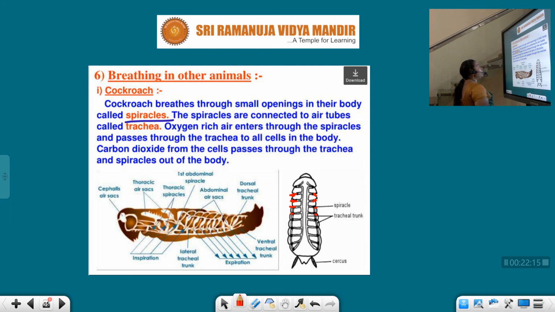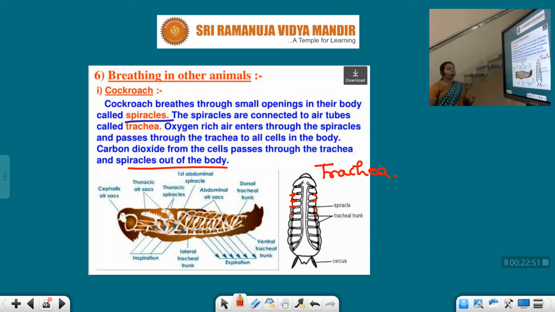Spiracles are connected to the air tube called trachea. These spiracles have connections with the air tube-like structure called trachea. Oxygen-rich air enters the spiracles and passes through the trachea to all the cells in the body. Carbon dioxide from the cells passes to the trachea and out of the body through the spiracles. See children, this is the cockroach's body. Spiracles, as I said, are the small openings. Through these openings, air enters into the body. Then it enters into the trachea.